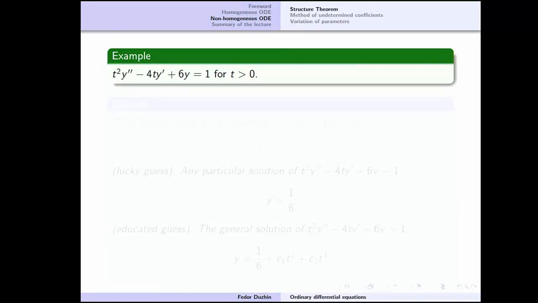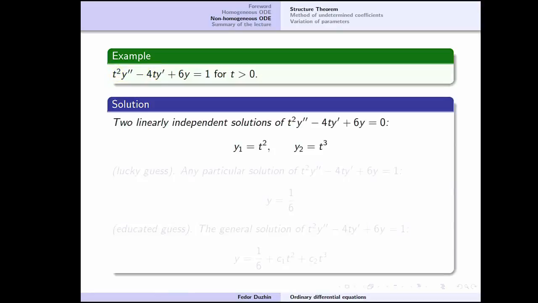And here is an example. Notice that here the coefficients of this differential equation are not constant, which means that strictly speaking we do not have a method to solve it. But since I invented this example, I know that what I had in mind is that its solutions are going to be powers of t. And if you know that, then you can guess that there exist two linearly independent solutions that are square and cube respectively.